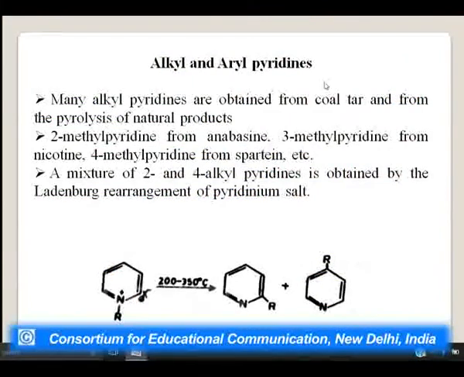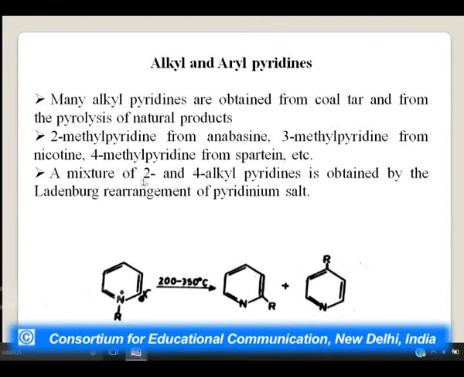Now, alkyl and aryl pyridines. The first derivative we are talking about of pyridine. Many alkyl pyridines are obtained from coal tar and from the pyrolysis of natural products. 2-methylpyridine from anabasine, 3-methylpyridine from nicotine, 4-methylpyridine from spartine, etc.